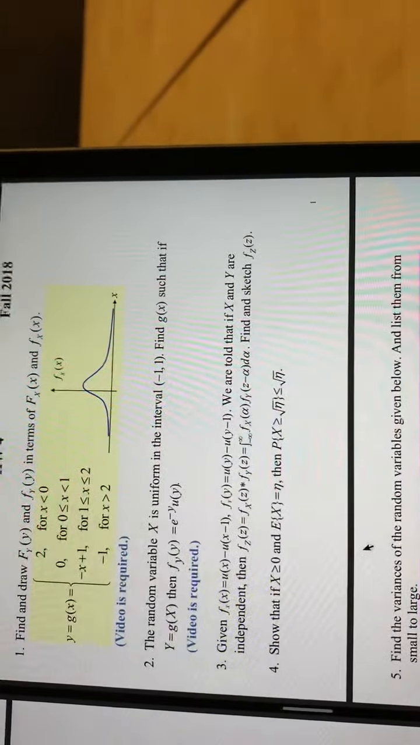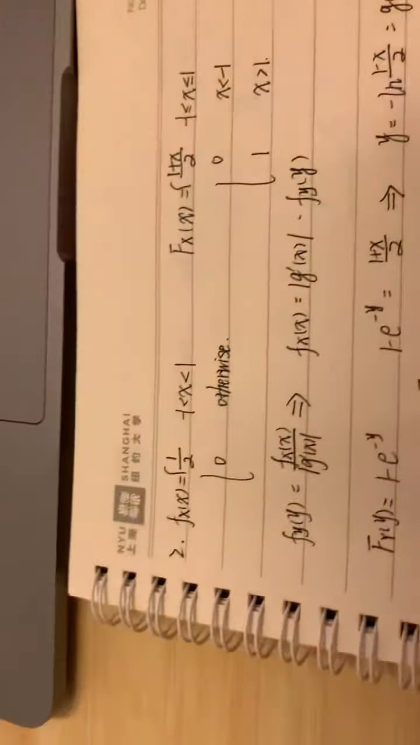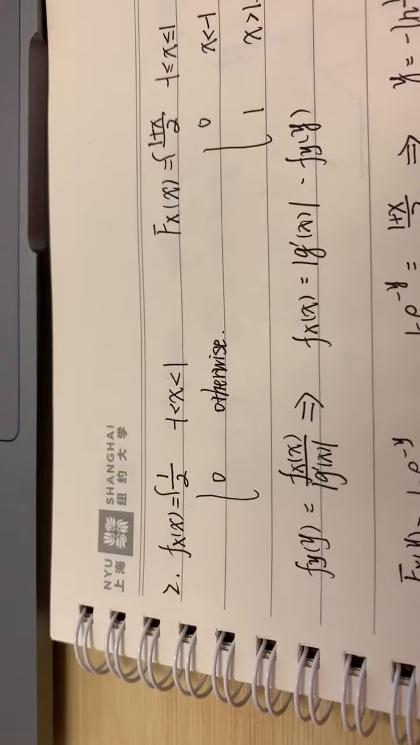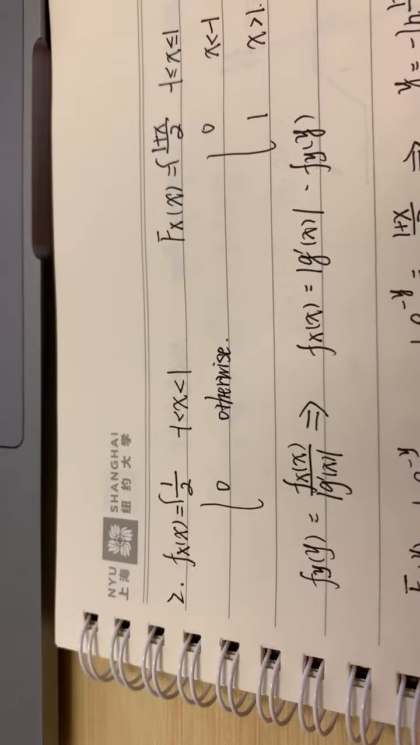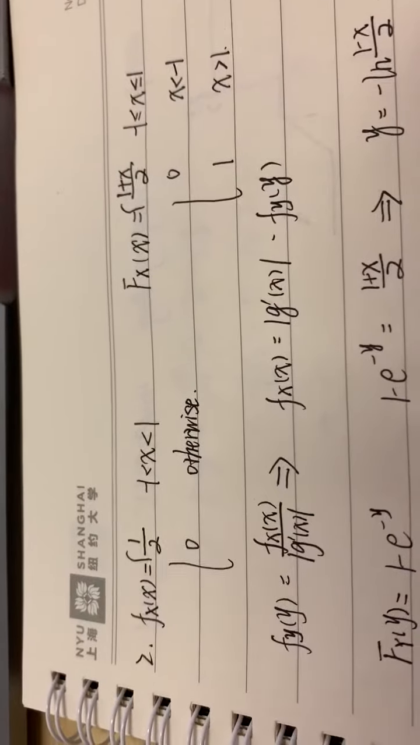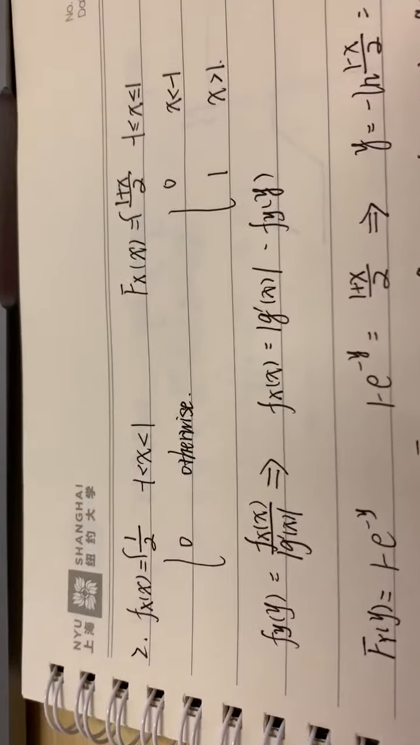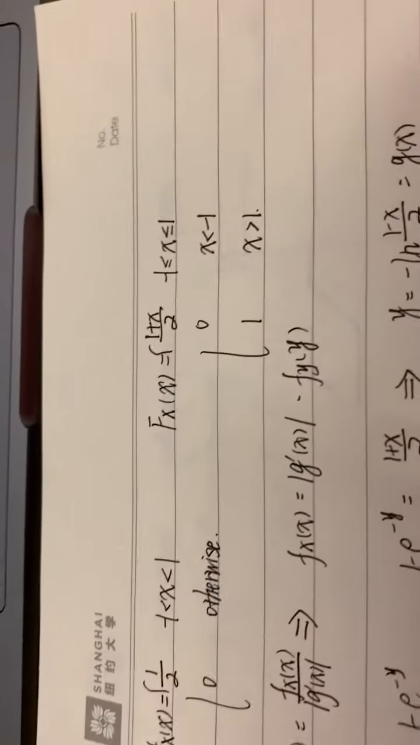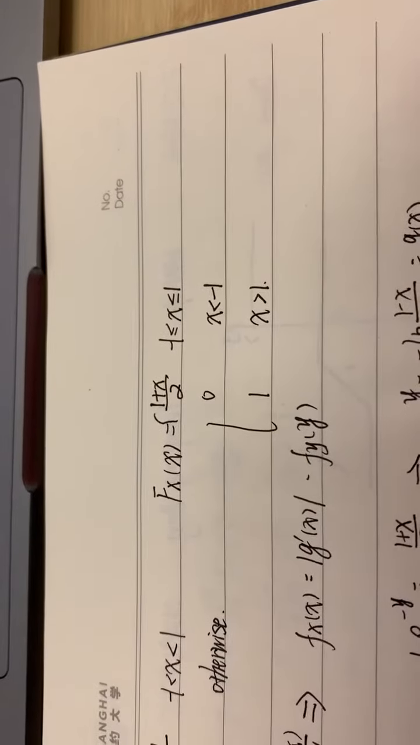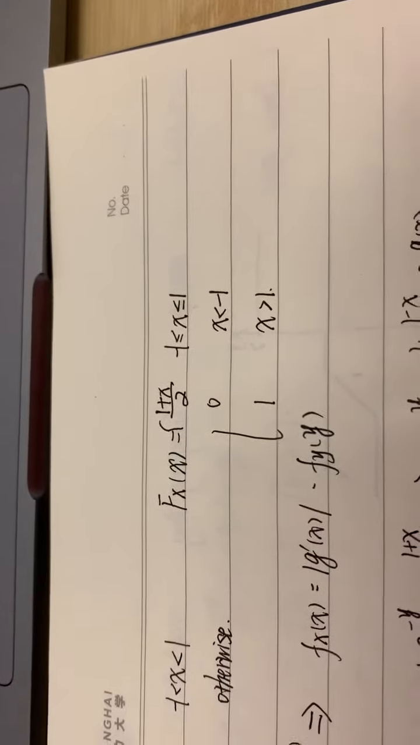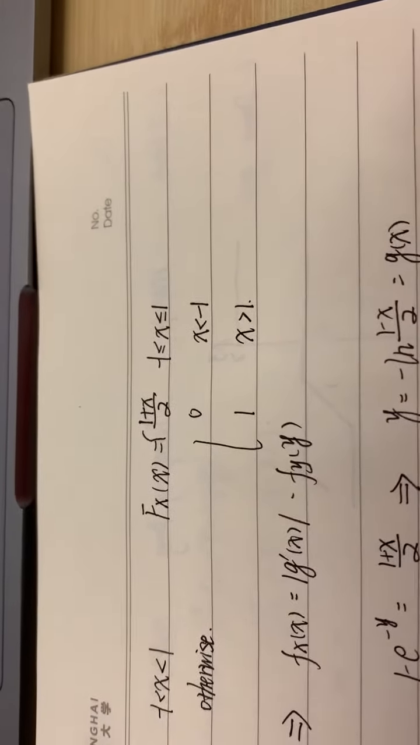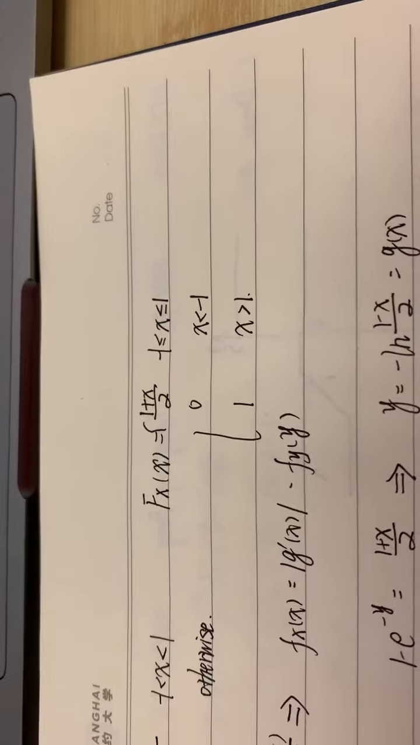Well, since x is uniform in the interval -1 to 1, we should write the density function f_x first. That's f_x(x) equals 1/2 when x is larger than -1 and smaller than 1, and f_x equals 0 otherwise. Okay, we write capital F_x down too, and that's (1 plus x)/2 when x is larger than -1 and smaller than 1. And when x is smaller than -1, that's 0. When x is larger than 1, that's 1. Okay?